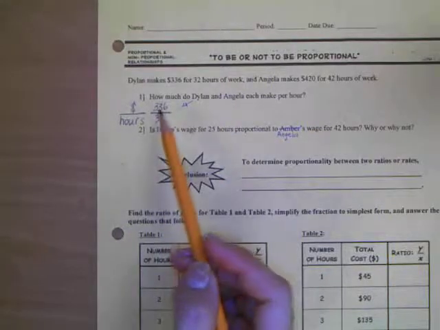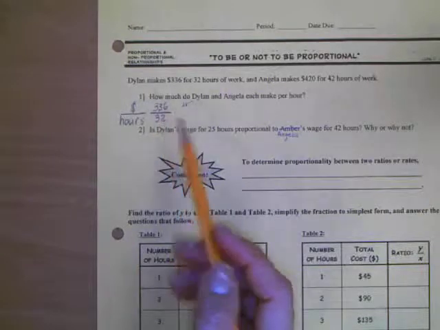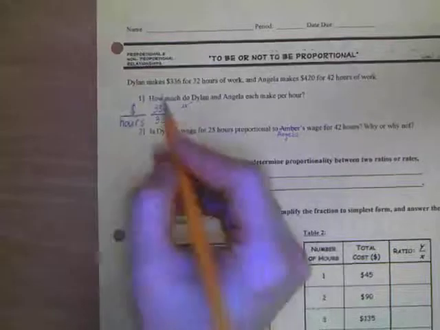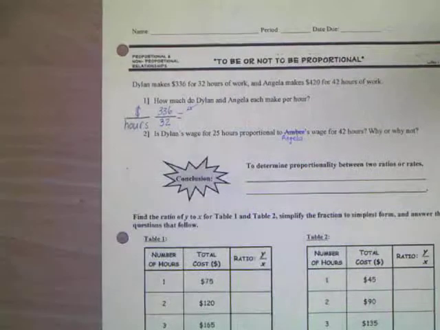Is there something that we can do to this fraction or this ratio before we start figuring that's going to make it a little bit easier for us? Hope, what are we going to do so that makes it a little easier? Okay, so what could I do to find the unit rate?